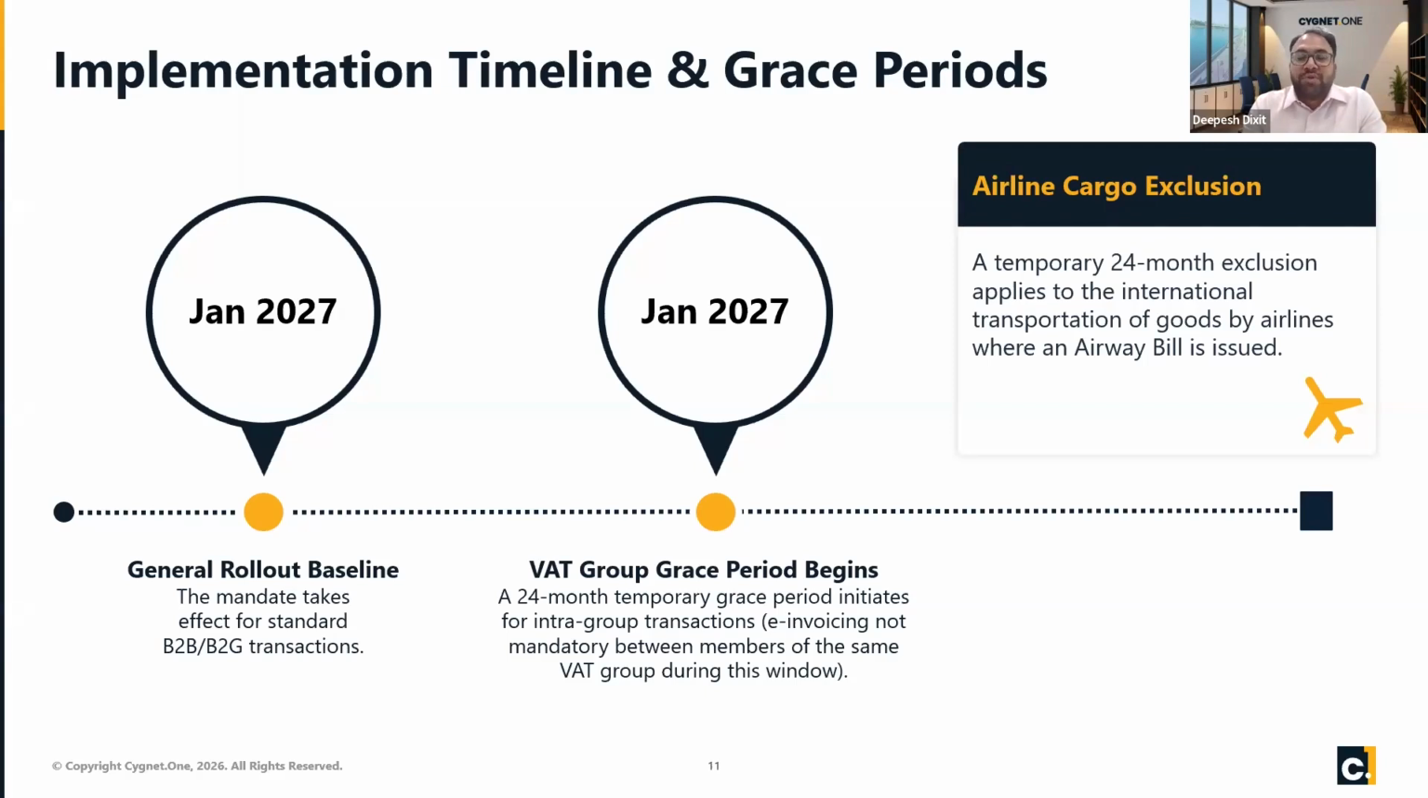So after 2 years, the e-invoicing transactions will become mandatory for UAE e-Invoicing. In the same way, when we're talking about airline cargo transported through the air by using the airway bill, those transactions are also excluded for the next 24 months. But after 2 years, it will again become a part of UAE e-Invoicing, and we have to mandatorily share it over the PEPPOL framework, and we have to report it to the FTA.